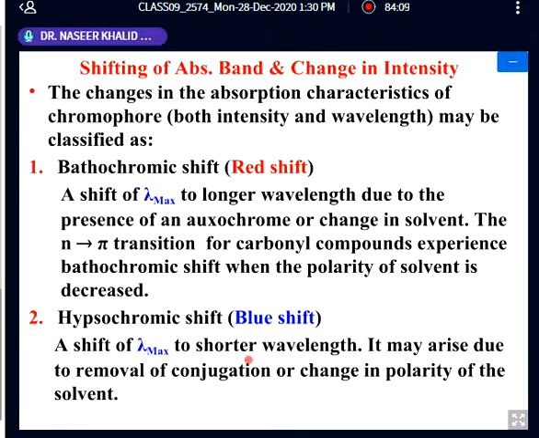A shift of lambda max to shorter wavelength is known as blue shift. It may arise when a chromophore's shifting takes place, or with the removal of it. When it is decreasing, it is a blue shift. That is, the lambda max will be shifting toward lower wavelength.